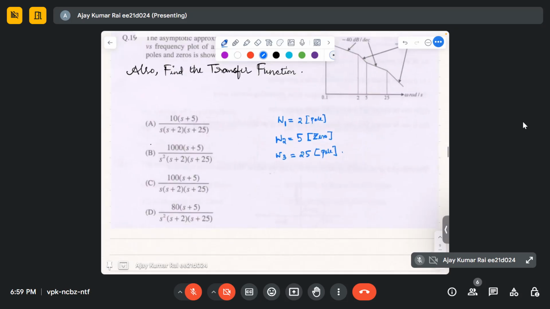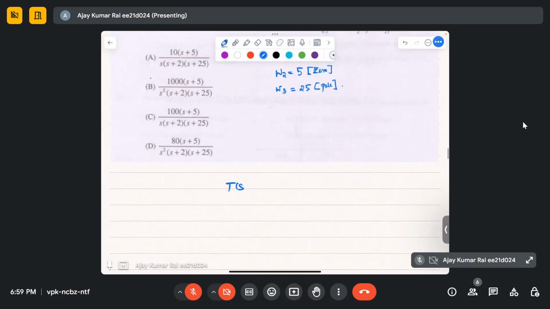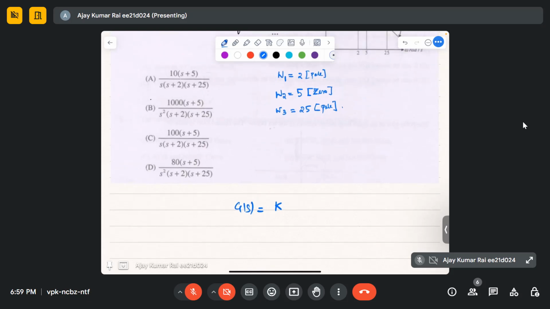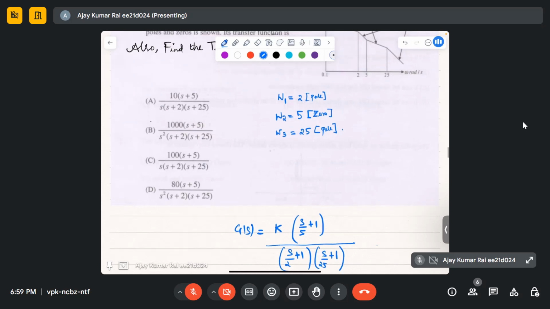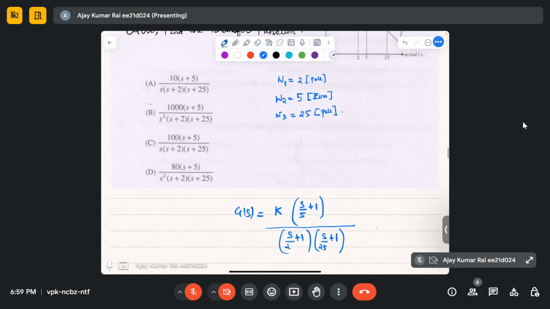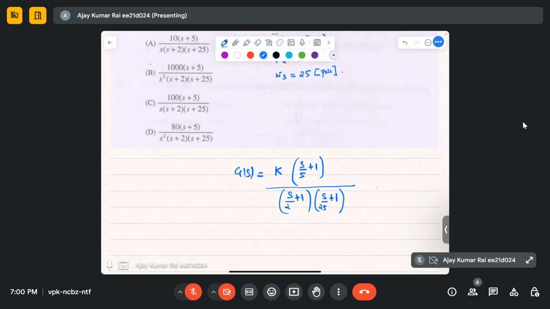So how can we write this transfer function? Let me write g of s. We don't know the value of the constant, but we know the corner frequencies. We have a zero, so in the numerator we'll write it like this, and in the denominator we have 2 poles. Up to now it's clear, right? So you need to find out the value of k.